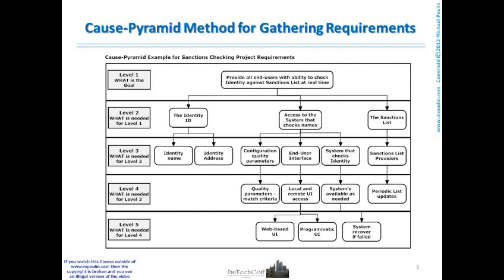Cause pyramid method for gathering requirements. The cause pyramid method helps to collect business requirements strictly in line with the goal or objectives of the business tasks set for a project. This relates to both business and IT projects. All business requirements have to start by defining what has to be achieved in a project, i.e., with the goal and objectives of the business tasks. This forms level 1 of the cause pyramid. The project objectives usually reflect the business needs.